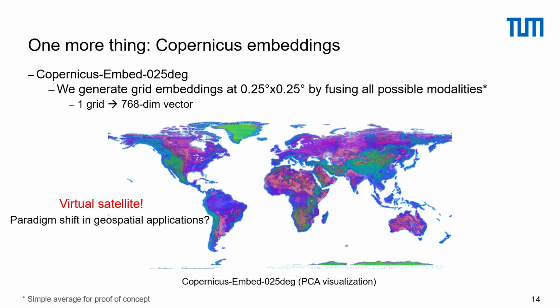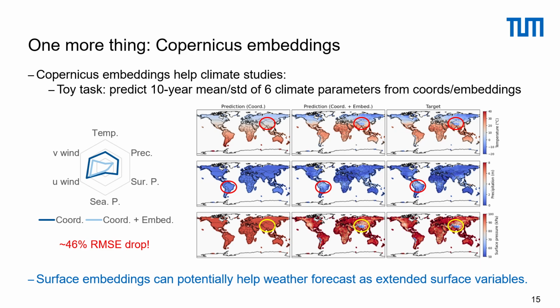In spirit, this functions like a virtual satellite producing condensed surface descriptors, so downstream users can work with ready-to-use vectors instead of reprocessing raw imagery. Another exciting property of these embeddings is their potential to link Earth's surface and atmosphere. A toy example of predicting 6 climate drivers from geocoordinates verifies such benefits, where adding embeddings help produce finer and more accurate maps. This suggests that surface embeddings can act as strong priors for climate and even weather research.